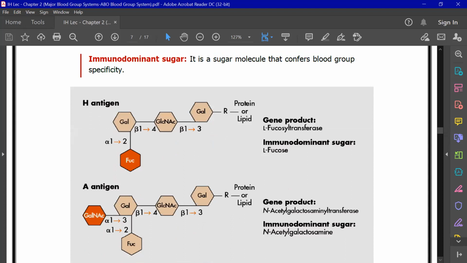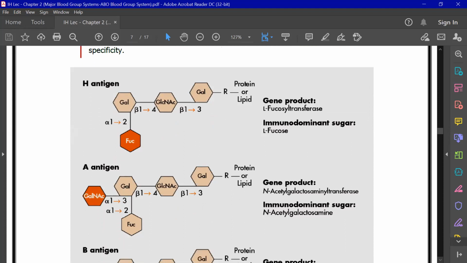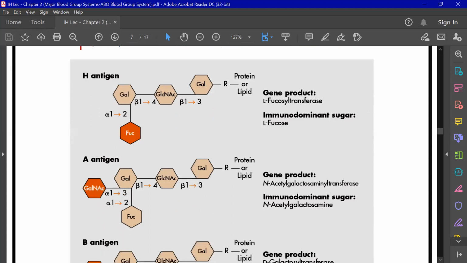Let's proceed to the formation of your A antigen. Formation of your A antigen. Dito class, mas marirealize nyo na kung bakit kailangan nating ma-inherit ang H gene along with your ABO gene in the formation of your A and B antigens on the red cells. Okay.